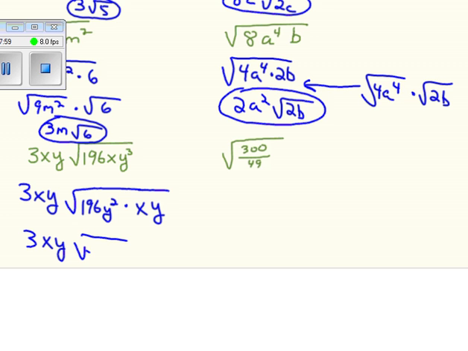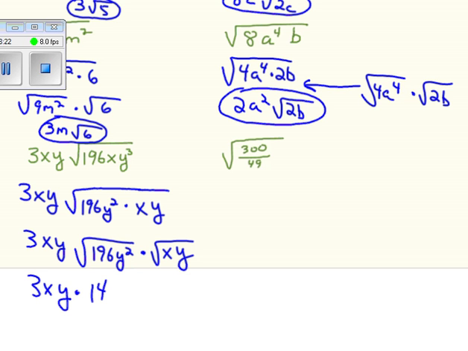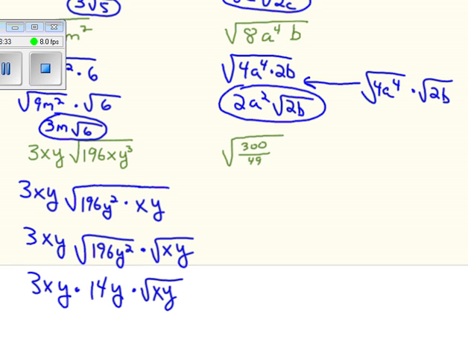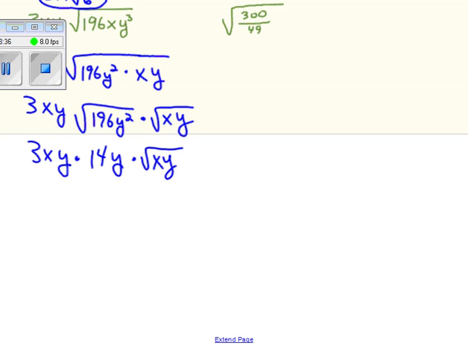But I'm going to use the square root of product property now. Square root of product property. Okay, so what's the square root of this? Y. And then times root xy. I can put this part together here, right? I can put the parts outside the radical together. So what's that going to be?